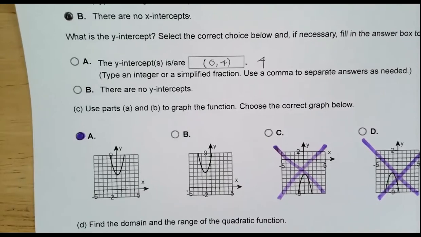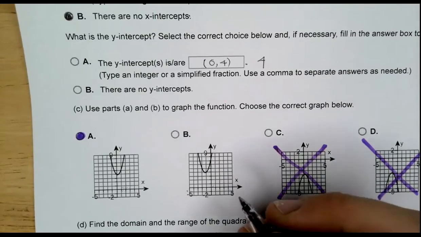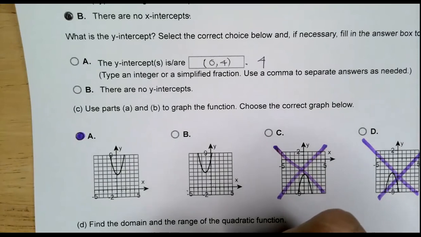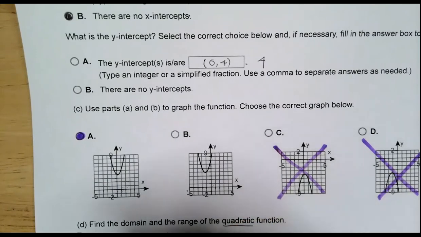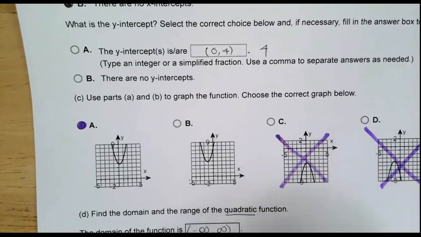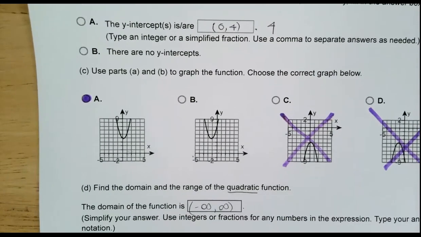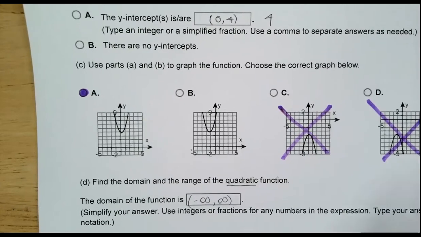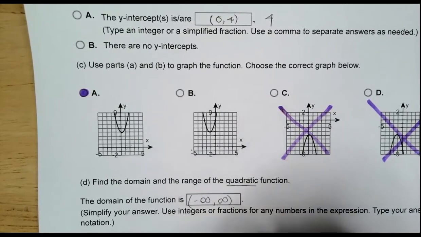Find the domain and the range of the quadratic function. So the domain is all real numbers from negative infinity to infinity, because all quadratic functions have a domain of negative to positive infinity. The range is from 0.25 to infinity. Nope, sorry. The range is from 3.875 to infinity.